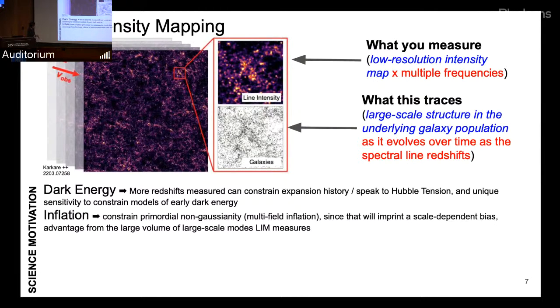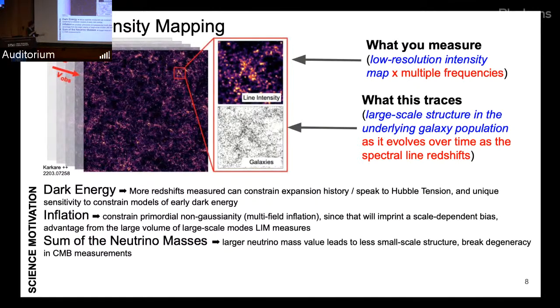The next science that I think this is really interesting for is inflation. We just heard a lot about primordial non-Gaussianity, and that is something that is also really interesting to me. Basically, if you have primordial non-Gaussianity, which would be the smoking gun of multi-field inflation, that would imprint a scale-dependent bias on the matter power spectrum. And the advantage you have here, as Paul was asking about, is that you now have this large volume of modes to constrain with line intensity mapping because you have all of this redshift information.